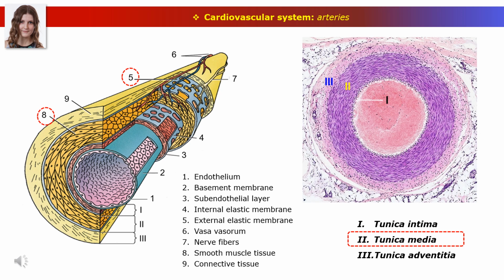Based on the ratio of smooth muscle tissue and elastic elements, arteries are distinguished: muscular, elastic, or mixed type. The tunica externa is formed of fibrous connective tissue with a network of blood vessels and accompanying nerve fibers.